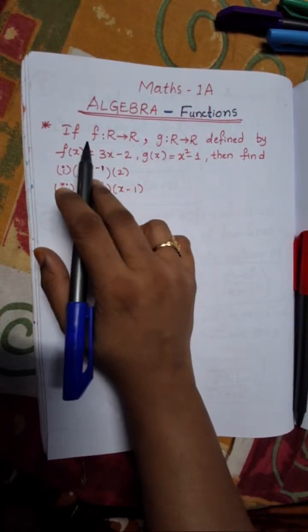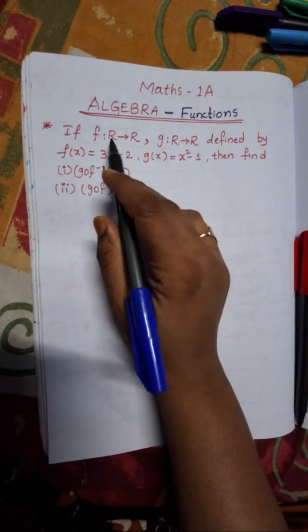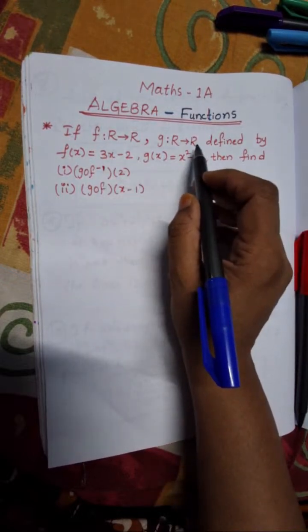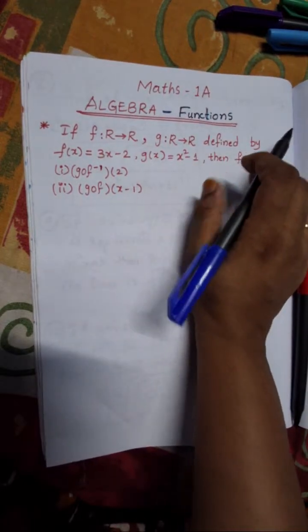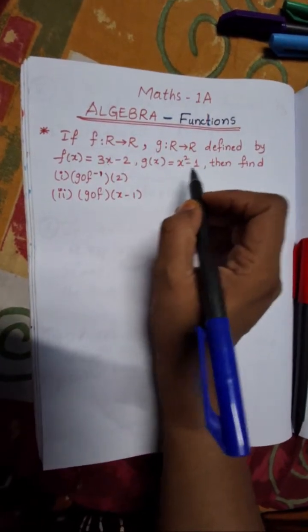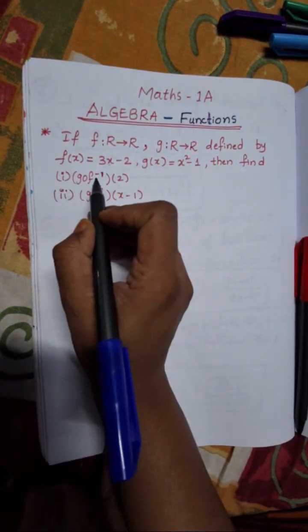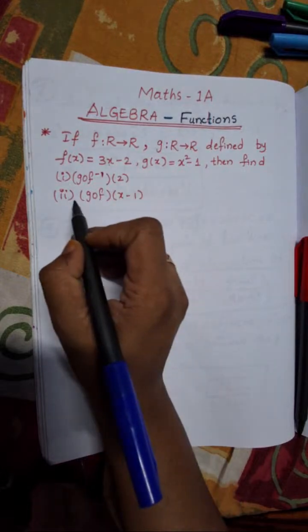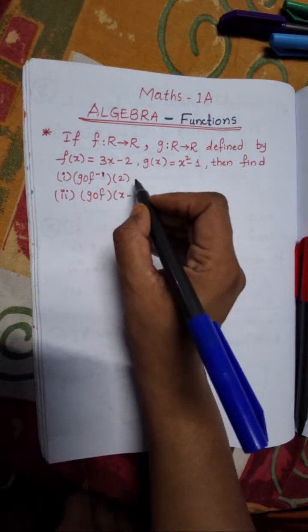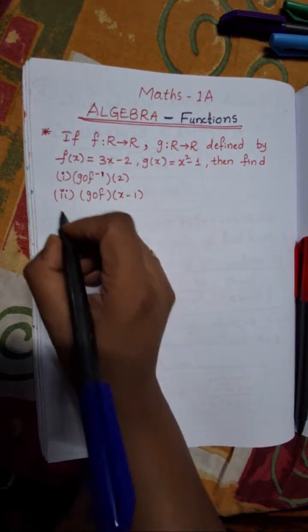Here what is given, children, I have written already. f is a function from R to R, g is a function from R to R, defined by f of x equal to 3x minus 2 and g of x equal to x square minus 2. Then find g circle f inverse of 2, and the second one is g circle f of x minus 1. First we are going to solve this, children. Next, the second one. Okay, here, given, we have to write first.